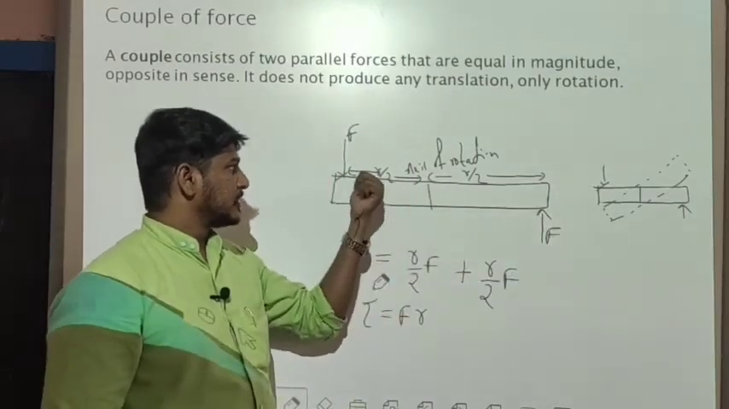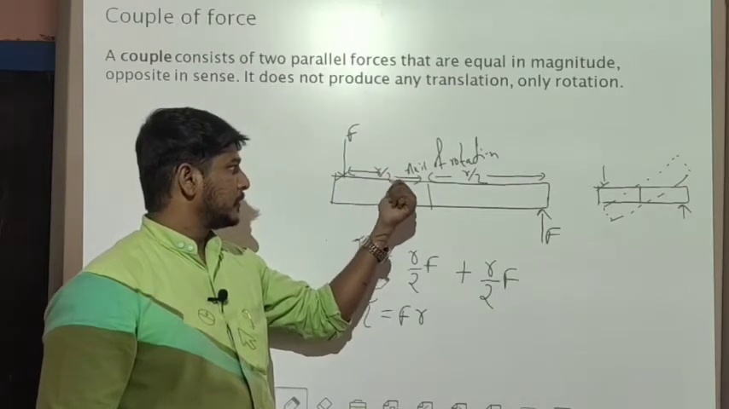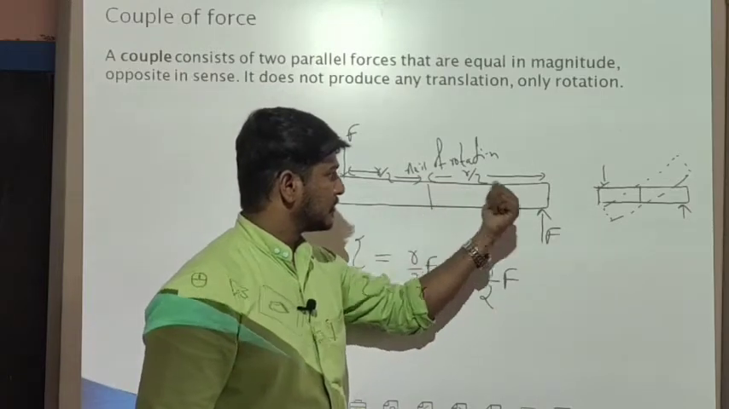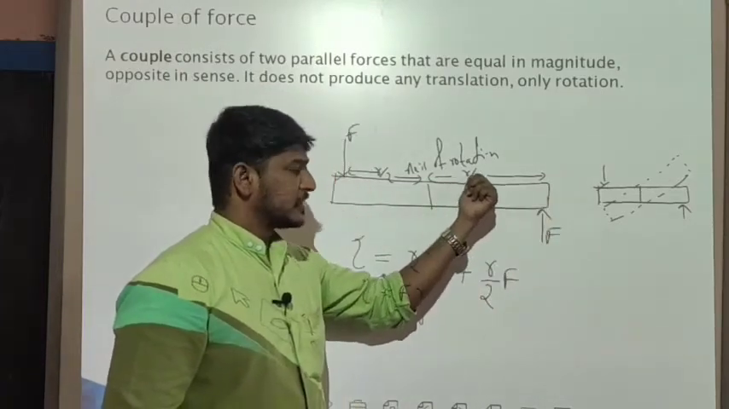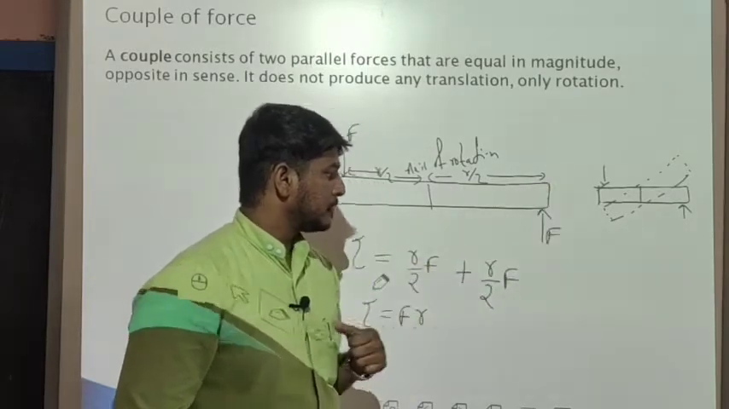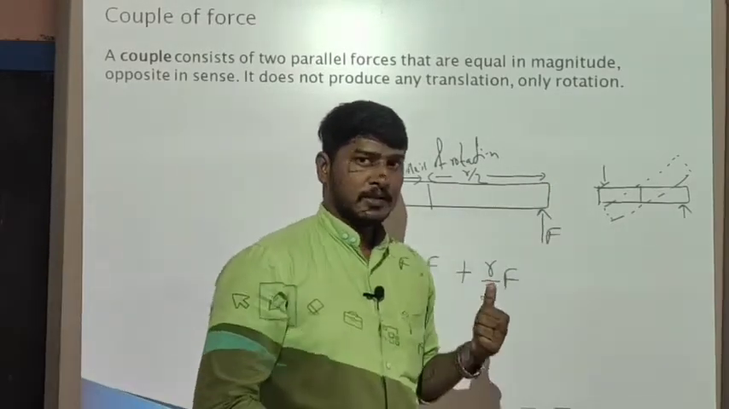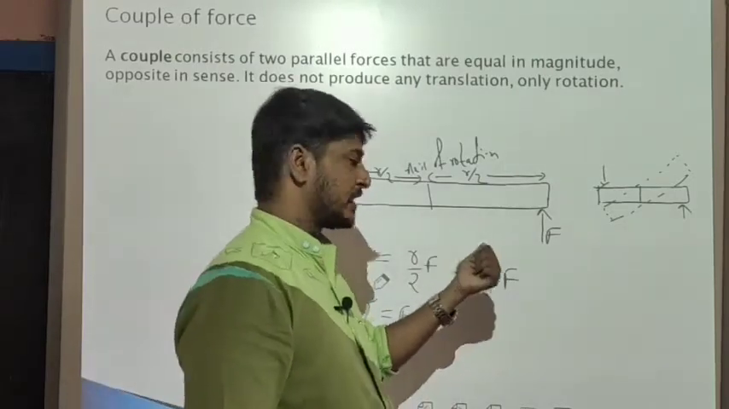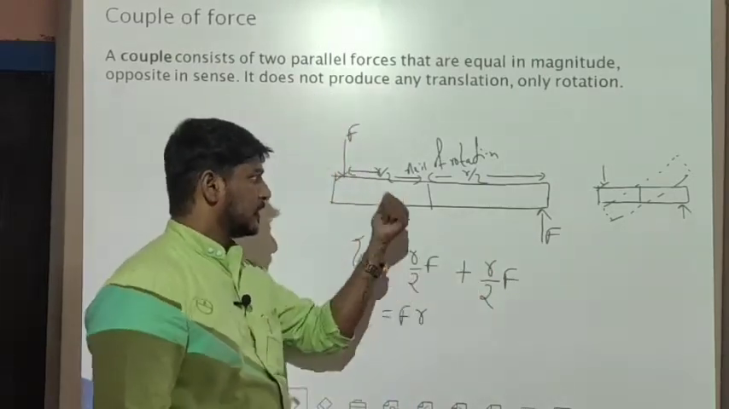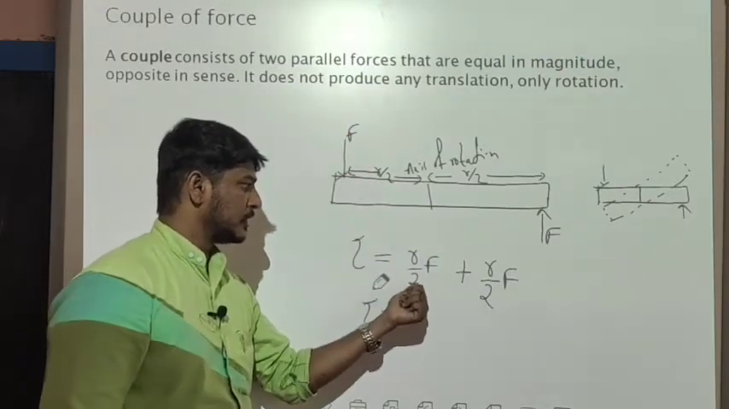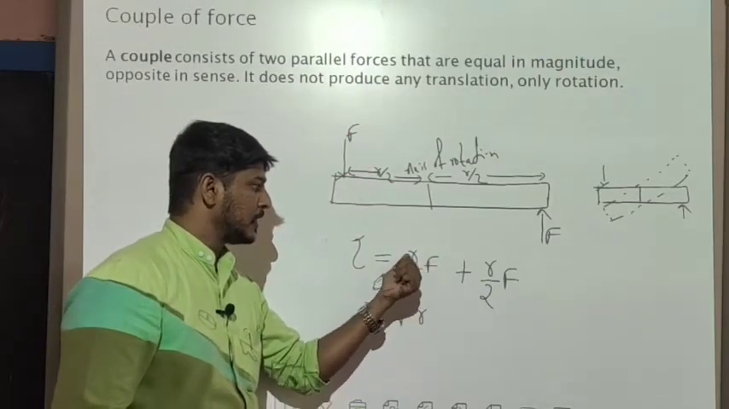Then this is the distance vector r by 2 between the force F and the axis of rotation. It is also the same. This is the distance vector r by 2 between the distance vector and force F. Then we know that torque is equal to force into distance vector. Here the distance vector is r by 2, this is the force, so it becomes F into r by 2.